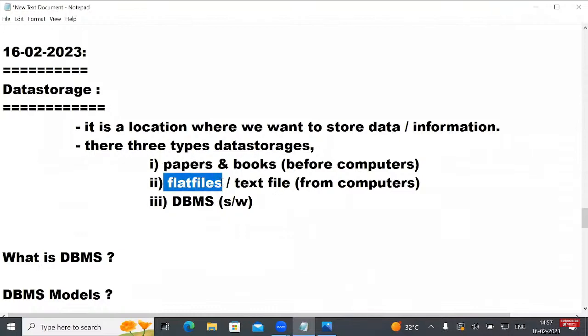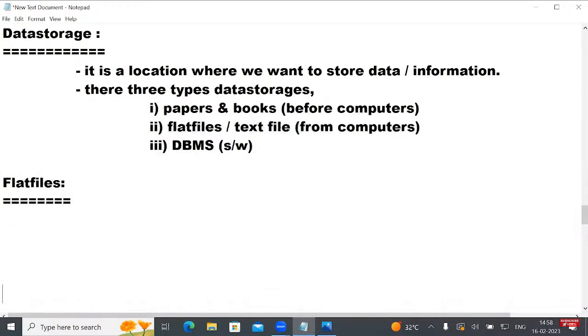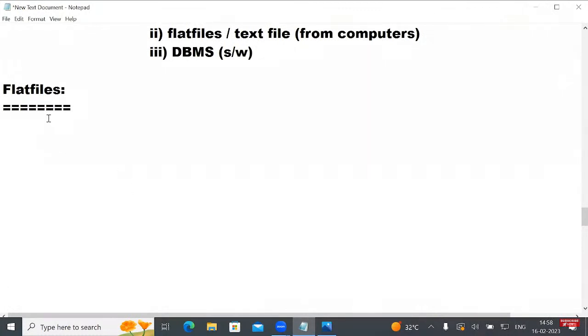Then after that, flat files. Now we will discuss what a flat file is, what the major drawbacks of flat files are, and how those drawbacks are later overcome by the DBMS. This is important for us here, so that's why I'm giving some explanation about flat files. Now take a seat. Flat files. In this method, data can be stored in files.